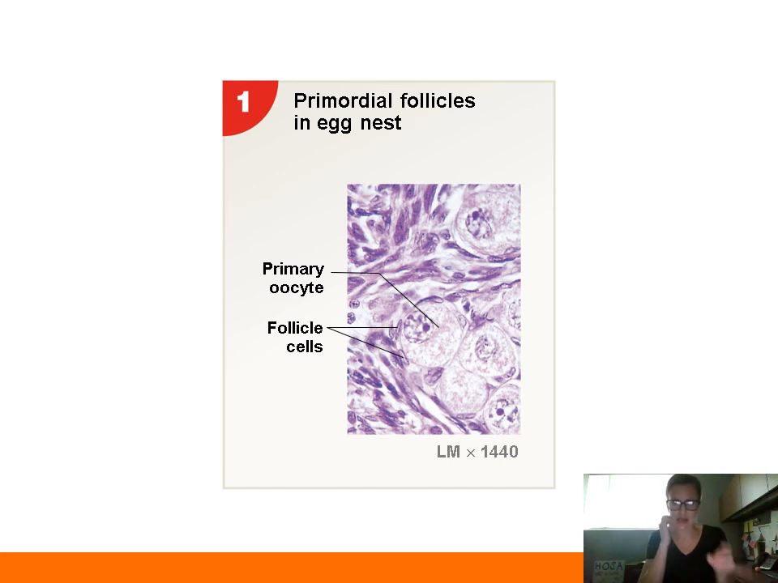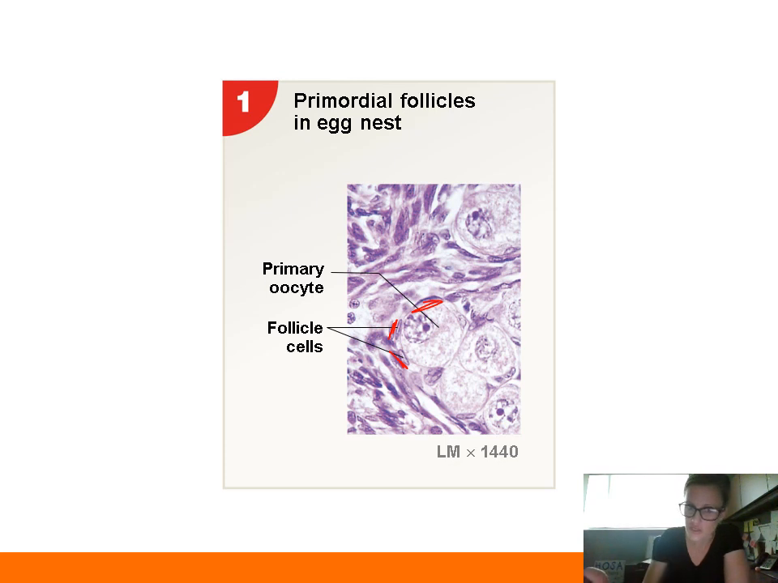All right, so we're going to look microscopically at the ovaries to see how the primordial follicle gets stimulated and turns into a primary follicle, secondary follicle, and tertiary follicle. And we'll see that in that process, we end up releasing the secondary oocyte. First, here you see the primordial follicle in the egg nest. Looking at the primordial follicle, you can see the primary oocyte in the center, and around the outside of it we have follicle cells.